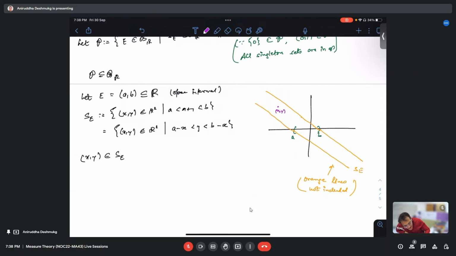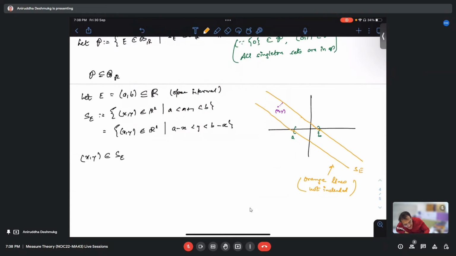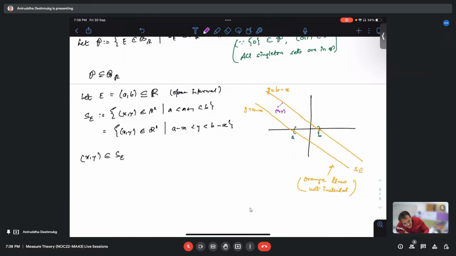What we can do is look at the distance of this. Okay, let us first mention what these lines are. This line says y is equal to b minus x. This is a minus x. Y is equal to a minus x. Let us look at this distance. Let us call it d1. Let us look at this distance. Let us call it d2.